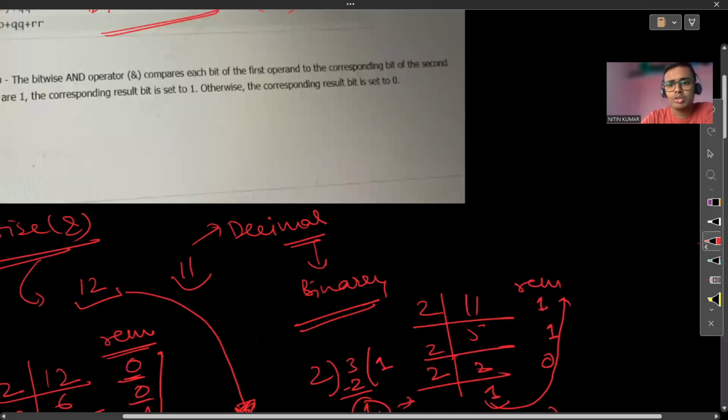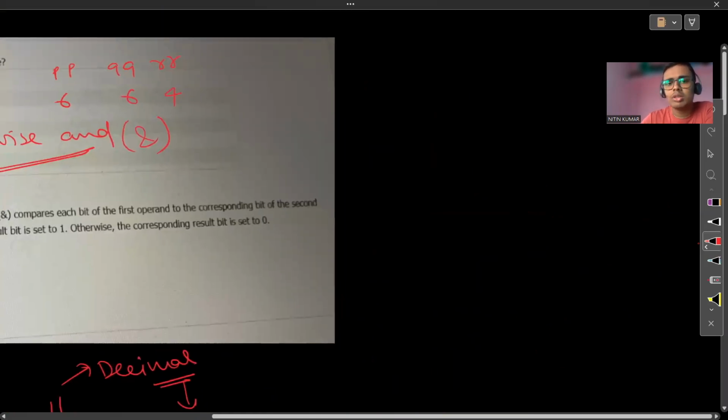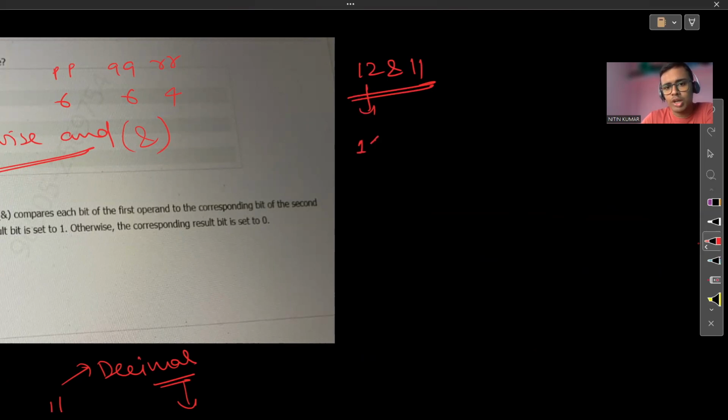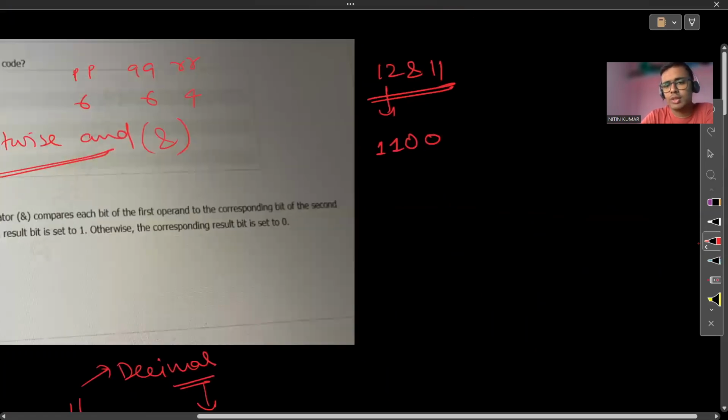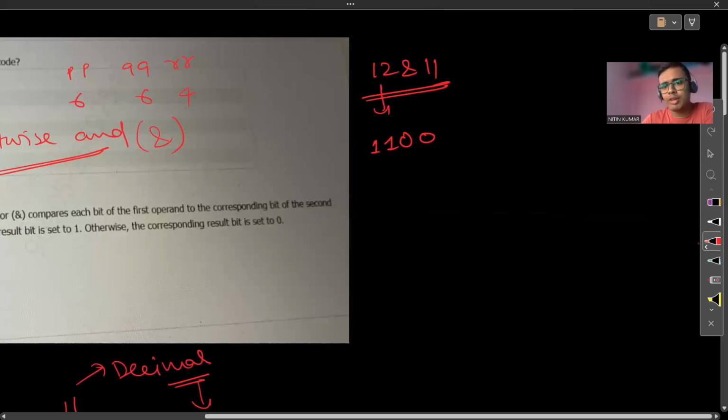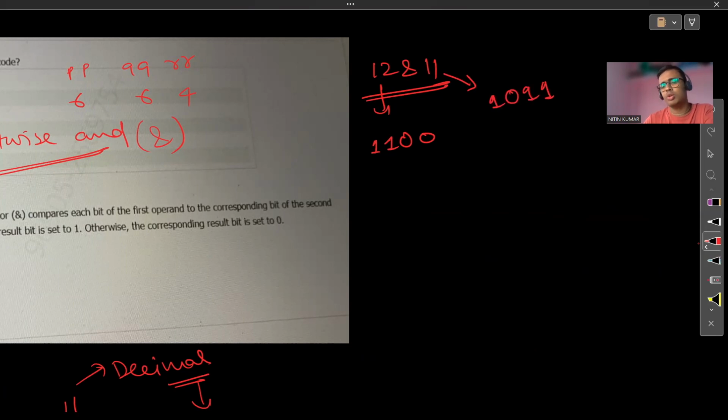So let me take these two numbers, 12 and 11. The binary form of 12 is 1100. I hope this is correct. Yes. And the binary form of 11 is 1011. I hope you understood this.